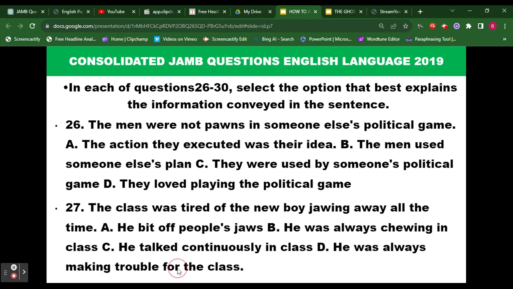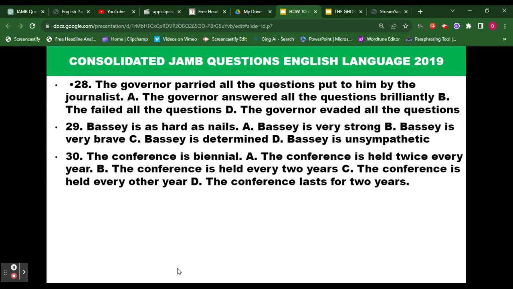Then moving on, question 28, the governor parried all the questions put to him by the journalist. 29, Bassi is as hard as nails. 30, the conference is biennial. These are all from the consolidated JAMB questions, English language 2019.